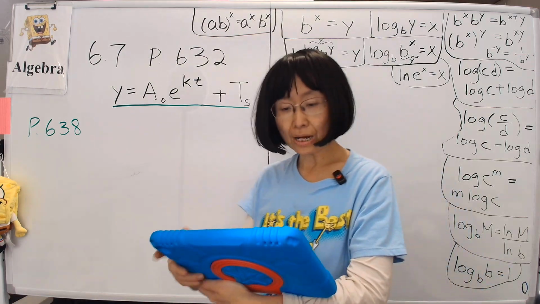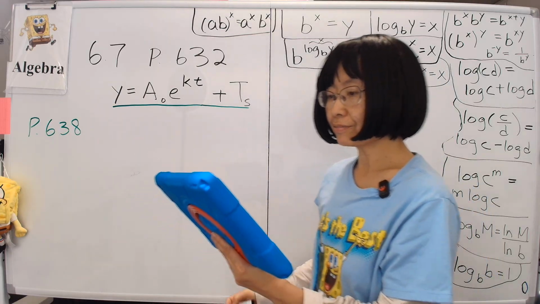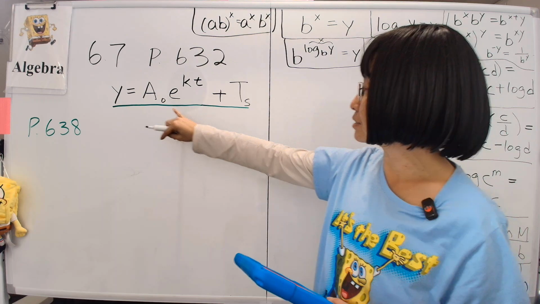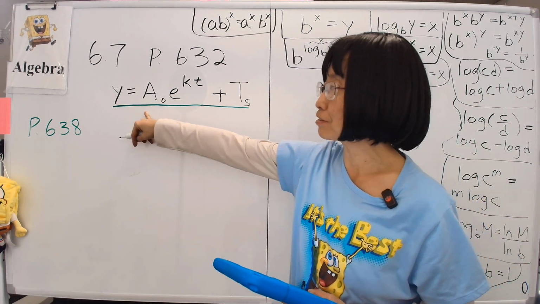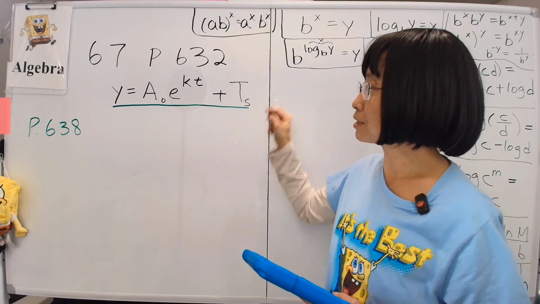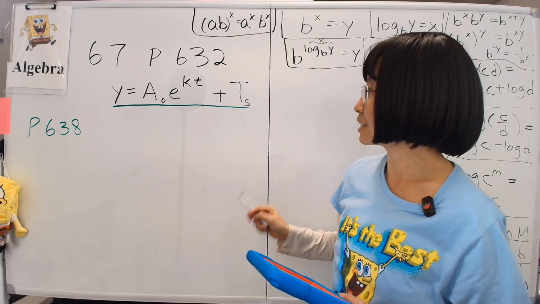So example 5, which is on page 638, we'll follow Newton's law of cooling, which is the same as the exponential growth or decay formula plus an extra number. This is the surrounding temperature. That's why it's called Ts.